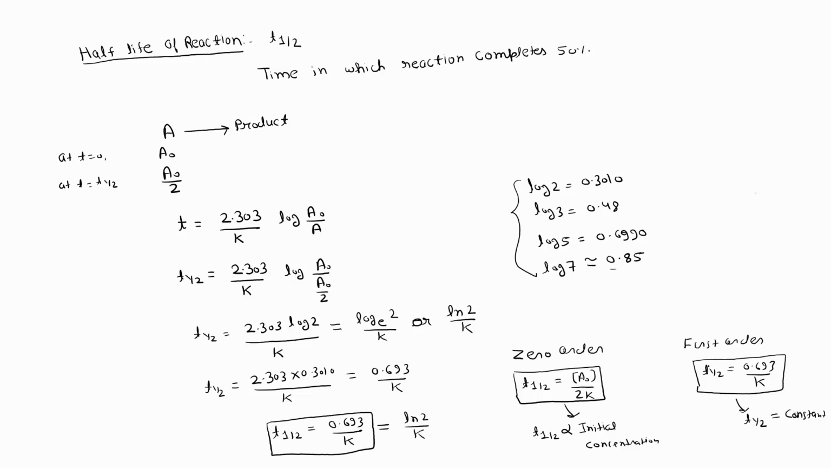Okay, so simple. For a first order reaction, we have a constant half life of the reaction, whereas in a zero order reaction we have a half life which is a function of initial concentration.